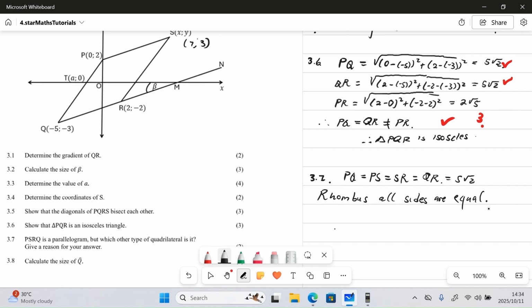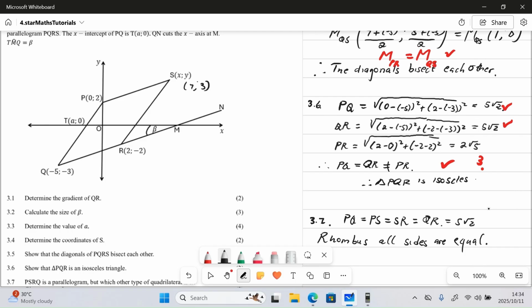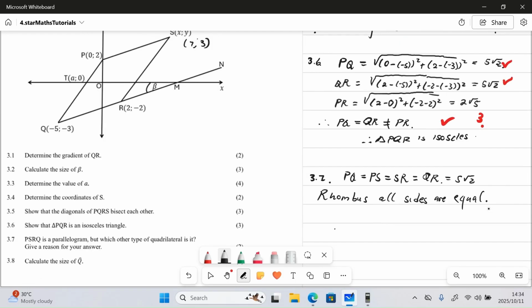Then the last question in this question is calculate the size of angle Q. Remember we are doing analytical geometry, so we must find this angle using the analytical method. We can also use the sine rule or the cosine rule, but to save time, we use the analytical method. For that, we need to know the concept of angle of inclination.